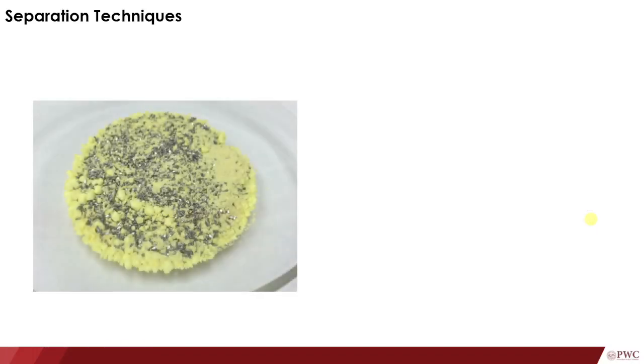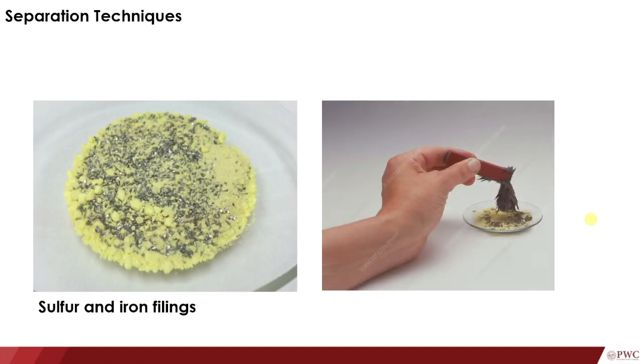Next, this one is a mixture of sulfur and iron filings. Here, iron is attracted to magnets. So I could use a magnet to separate the iron filings from the sulfur. This one is magnetic separation.